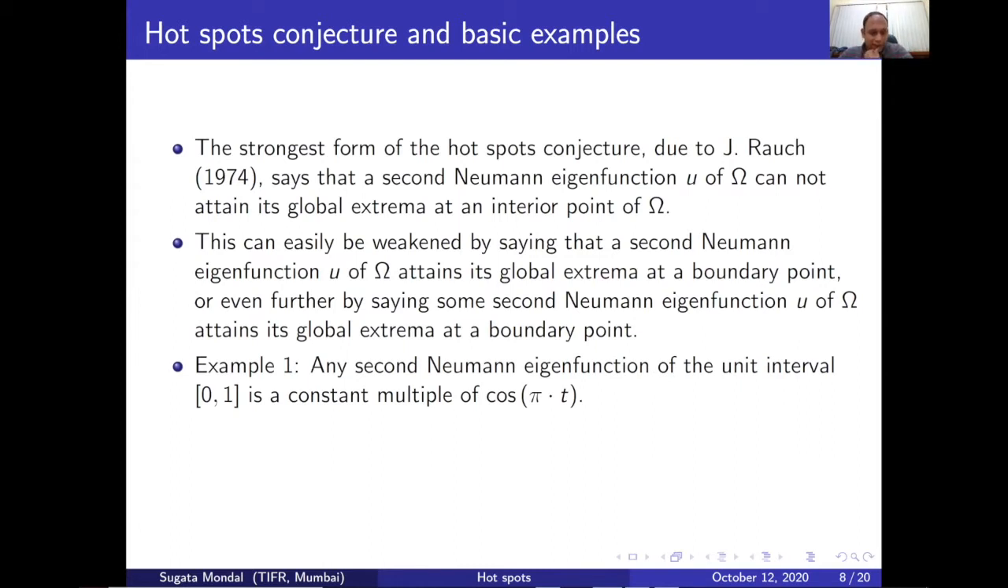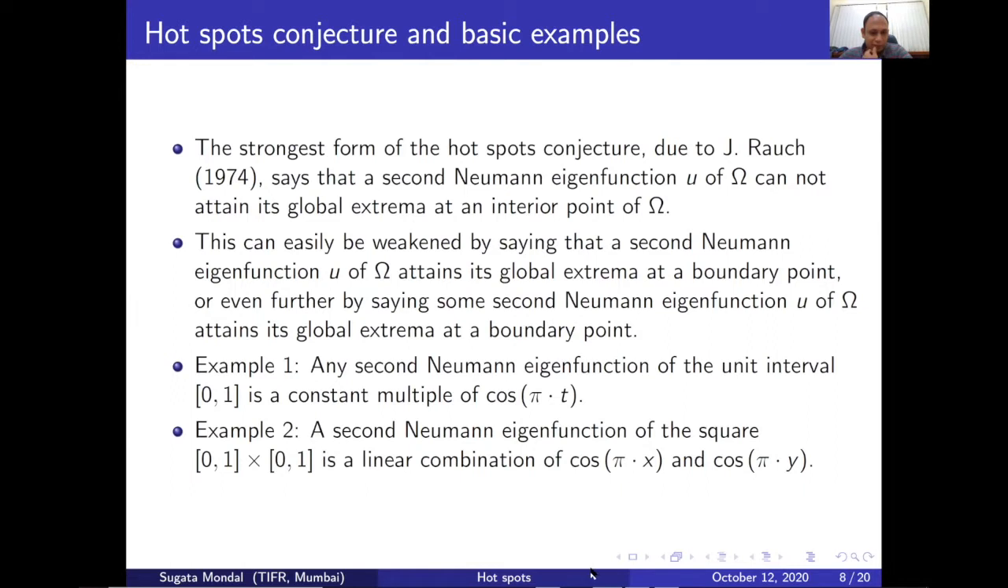I'm just giving you some examples. The first one is the unit interval, and it is very easy to compute what the second Neumann eigenfunction should be. It should be a constant multiple of cosine pi times t. And for the square [0,1] cross [0,1], the second Neumann eigenfunction space is two-dimensional, and it is spanned by cosine pi x and cosine pi y. The reason I gave just these examples is that there will be some reference to these two in later parts of the talk.